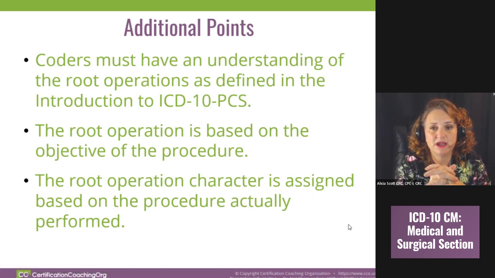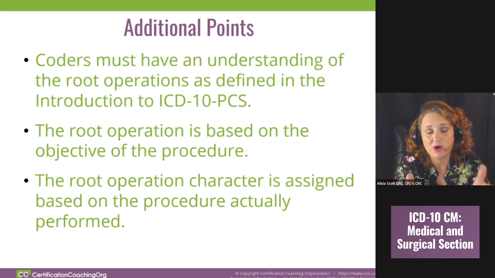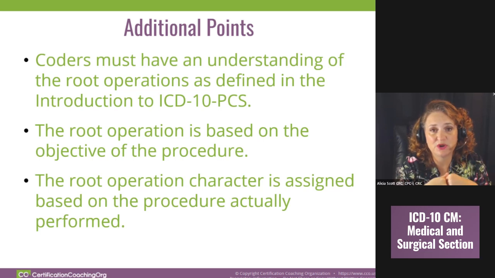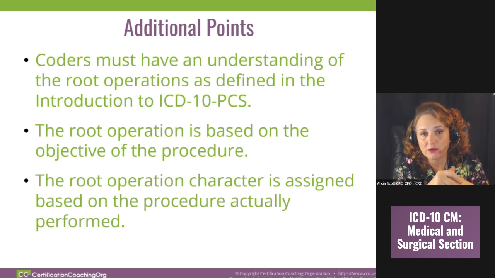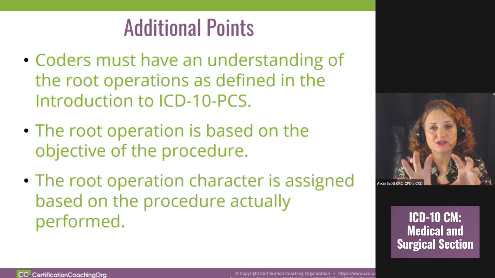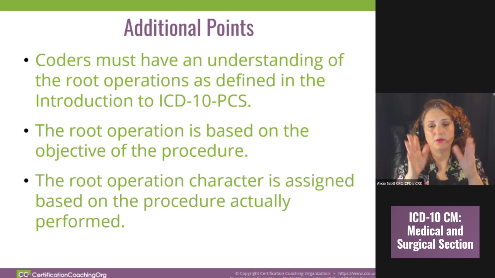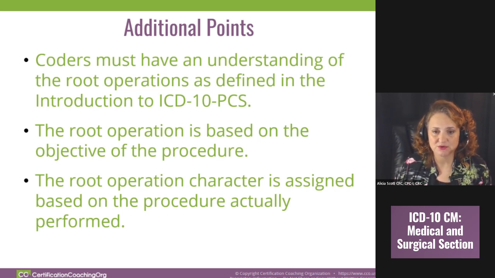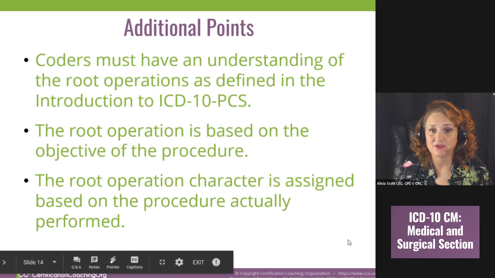Additional things that you need to keep in mind: root operations is what it really is all about. Once you understand how root operations work, PCS is a piece of cake. Then remember that it is the objective or the outcome, the root operation. It's not what we're doing to the patient, it's the outcome. Thus, a detachment is an amputation, but it has a higher specificity because it only applies to an extremity. Root operations also are based on the procedure actually performed, and that's not the way it works in CPT. So we get to a very high specificity with PCS. That's why it's such a fabulous code set. There is no guesswork in PCS. It either is or it isn't.